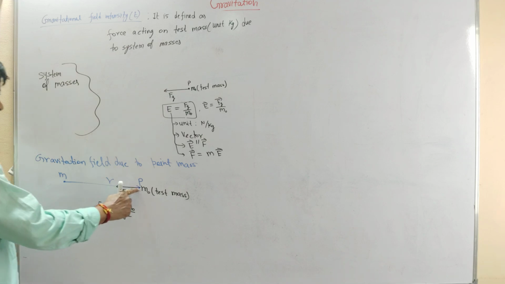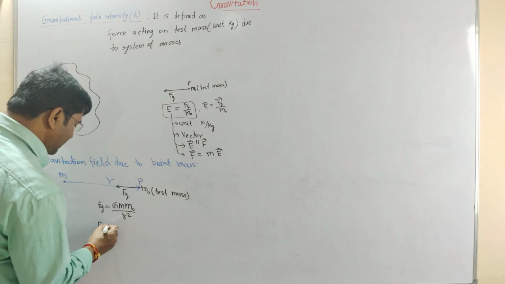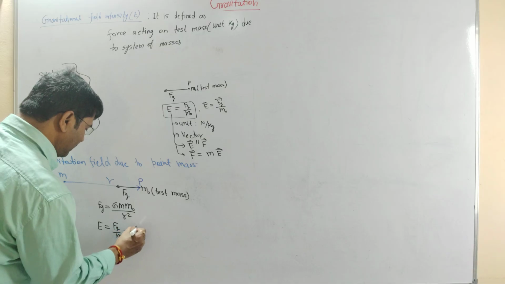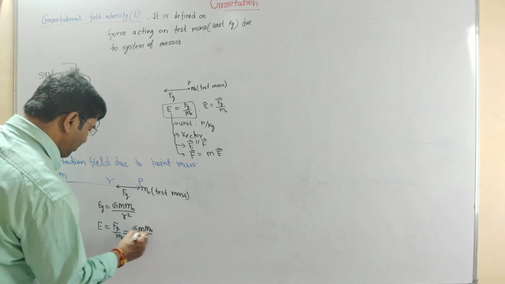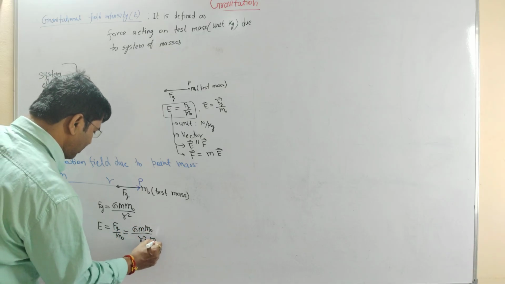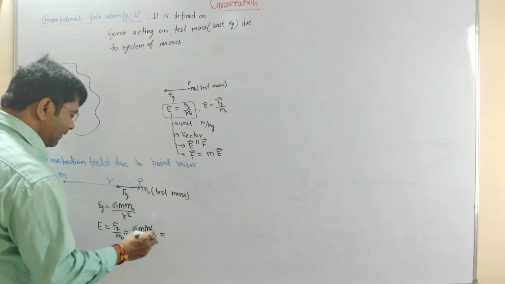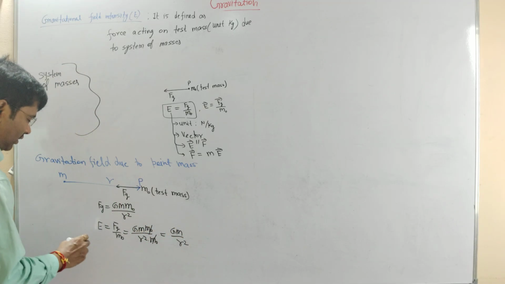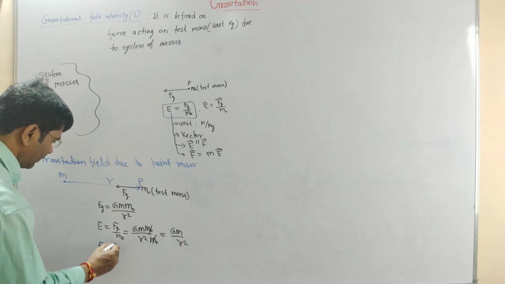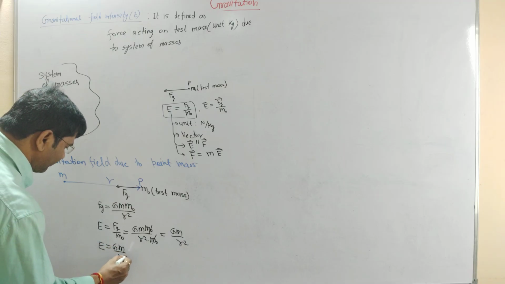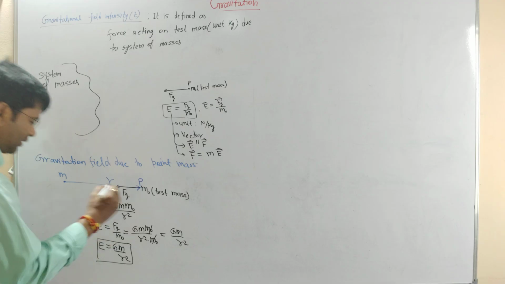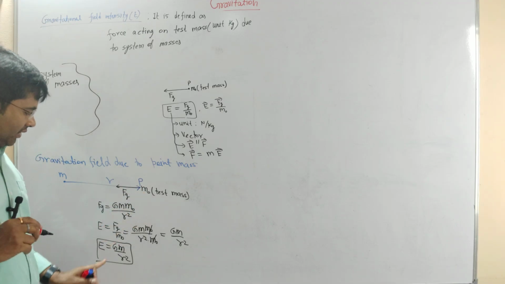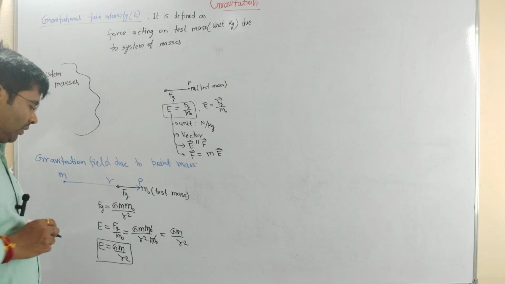So we have to find the field here. The field is defined as force on a unit kg mass. This value is G M M naught upon R square into M naught. This M naught cancels. I am getting here G M upon R square. So this is the value of the field, GM upon R square. That means we got that due to a point mass, the field at r distance is GM upon r square. This is the formula we are getting.